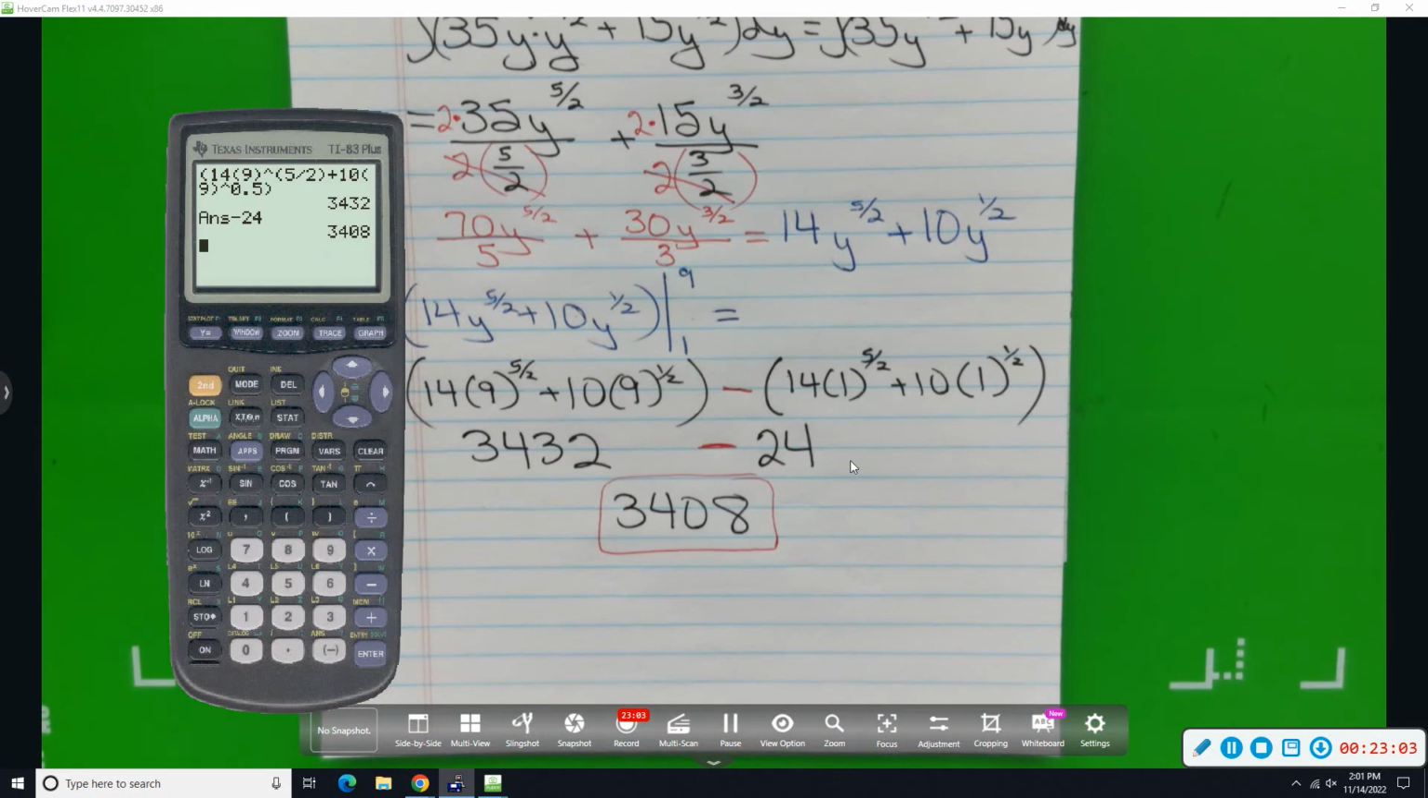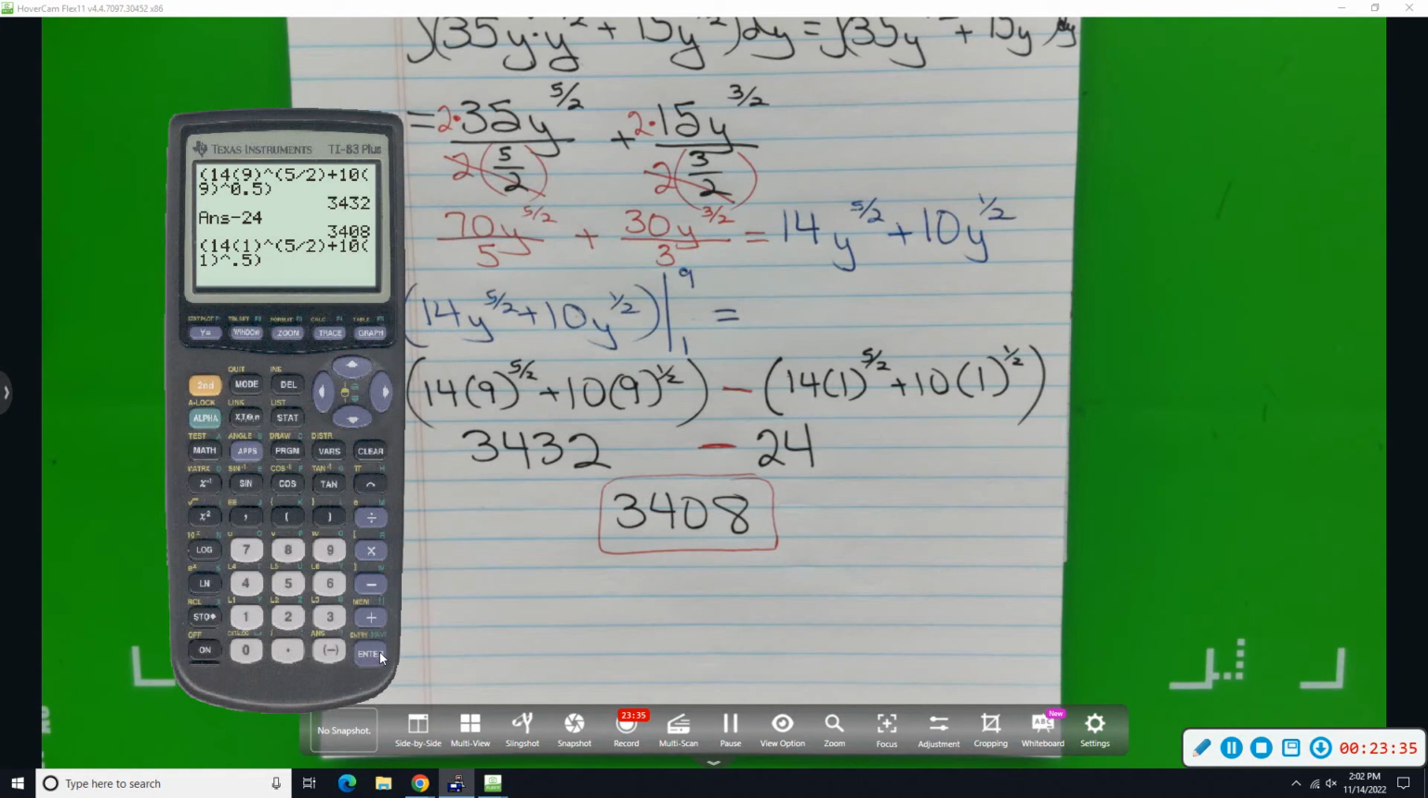Oh, y'all want to see the, okay. Someone asked me to show what I was doing right here on the calculator. Okay. 14 times 1 to the 5 divided by 2 plus 10 times 1 to the 0.5.